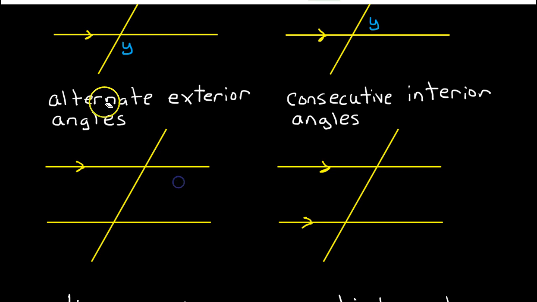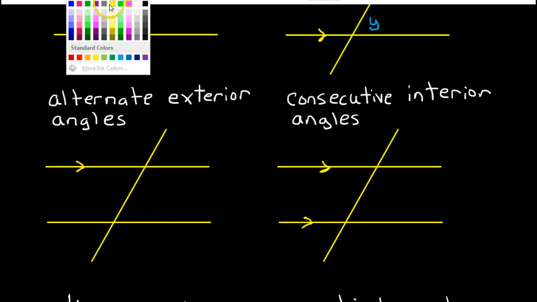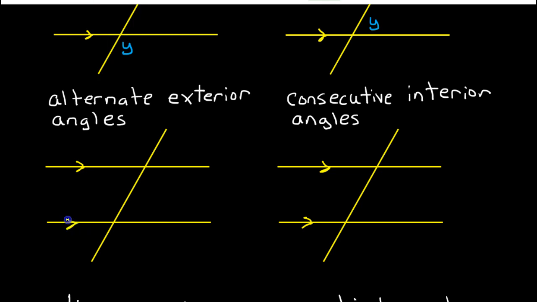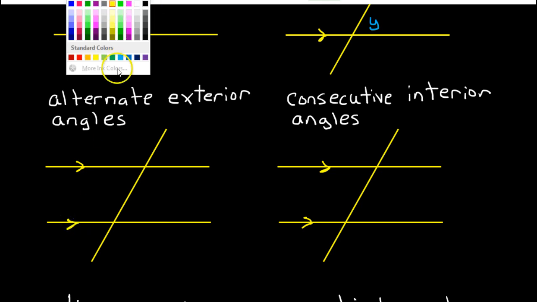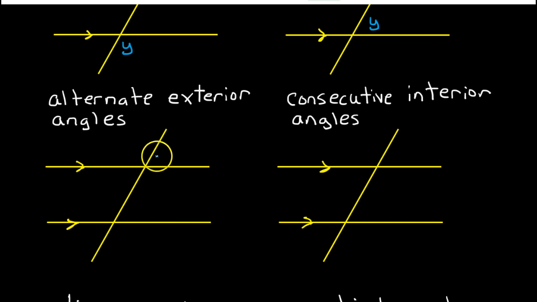So when we say exterior angles, we're talking about angles that are above and below. I didn't mean to erase my parallel lines. Okay, so exterior angles. For example, if I put my x here, that's an exterior angle.